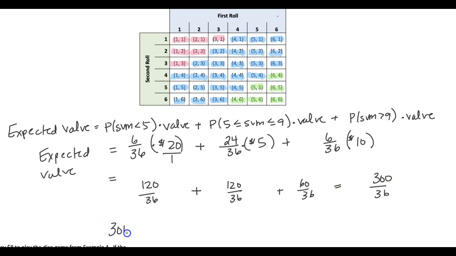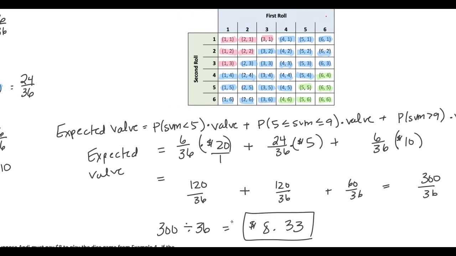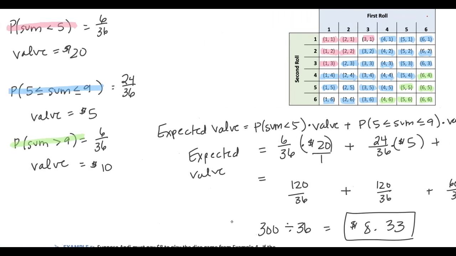Or if we take 300 divided by 36, we get a dollar value of $8.33. So the expected value of this dice game is $8.33. If Andy were to play for a long time, she could expect to win about $8.33 on average.